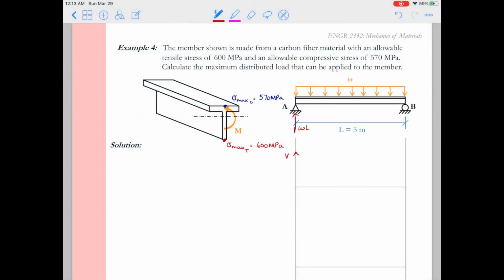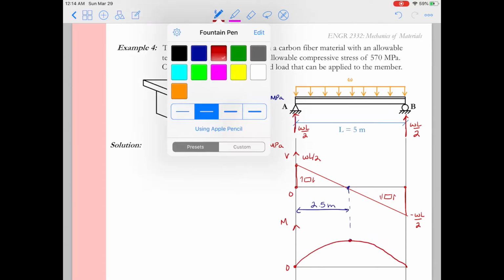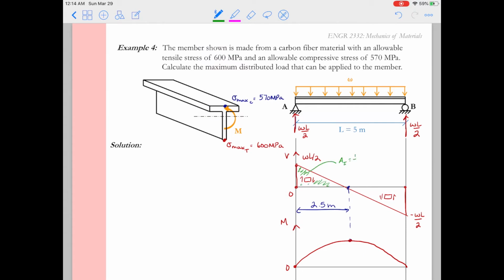Well, hopefully the problem went well for you, but if you had a little difficulty, let's start with the shear and moment diagrams. So I've just noticed I've kept them in variable form here. So keeping them that way, we can get to the maximum moment. The maximum moment here at the center of the span is going to be omega L squared over 8.